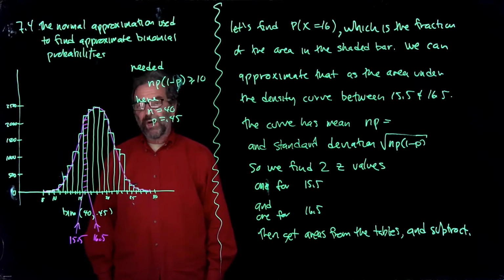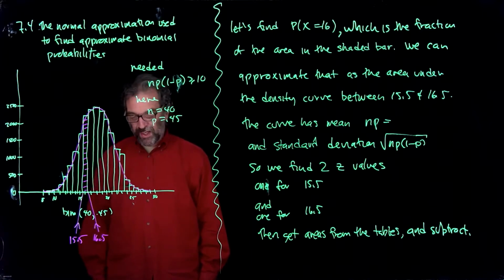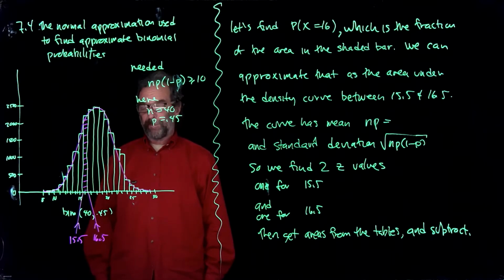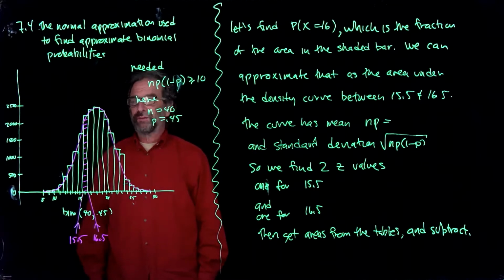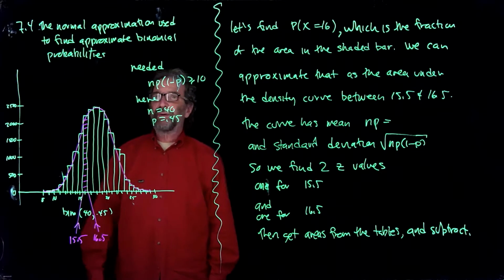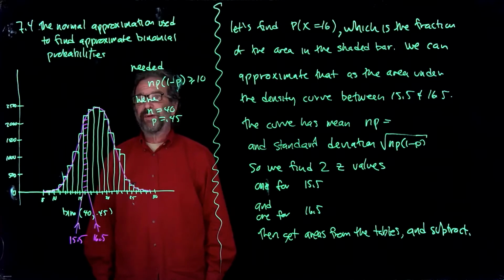So we're finishing off Chapter 7 with Section 7.4. It's been a long road, but the road continues. 7.4 is the normal approximation used to find approximate binomial probabilities. So we take the normal approximation and use it to find approximate binomial probabilities.